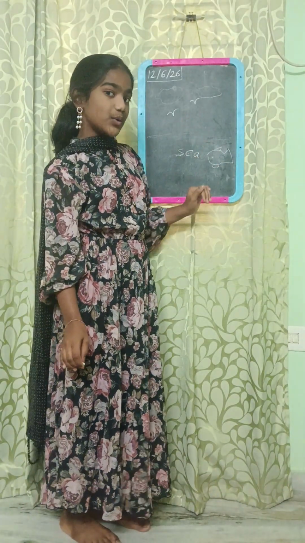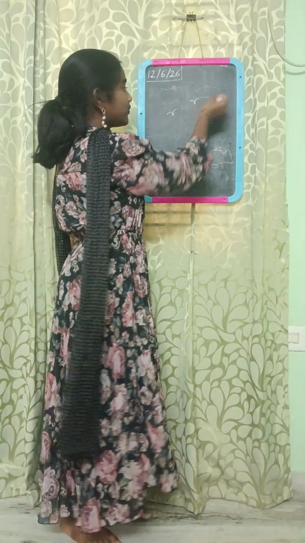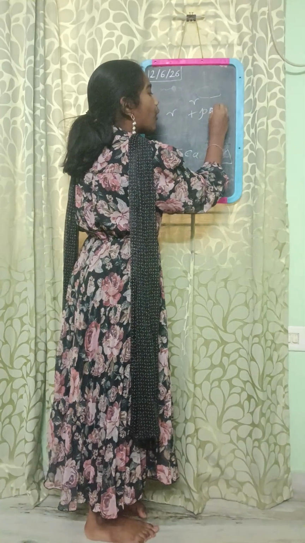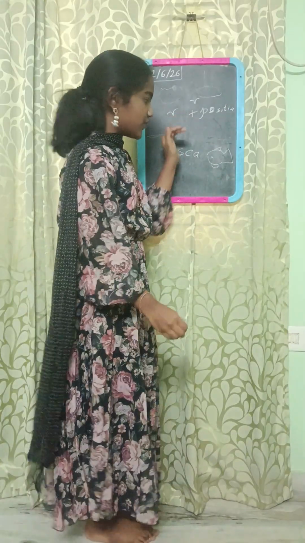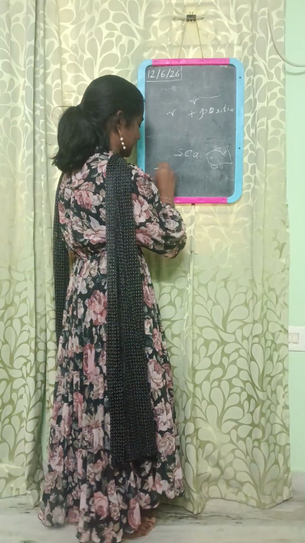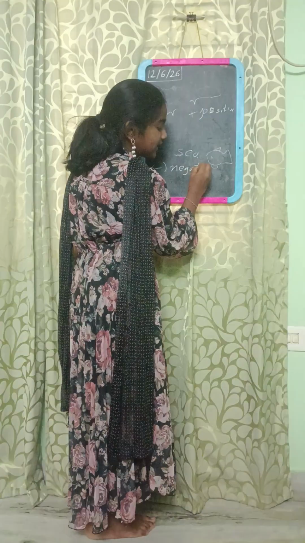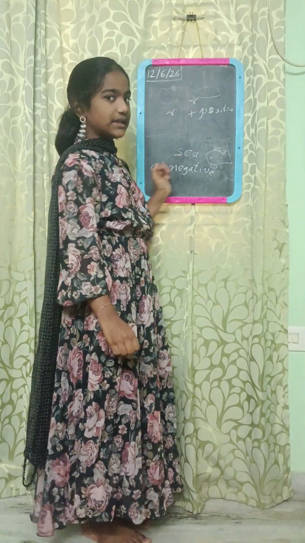So what are the levels? Means which is upper and which is lower. Here the sky is in the upper position, but the sea is in the lower position. So the upper level we will be taking as positive, and the lower level, which is there below, we will be taking as negative. So which is upper is positive, which is lower is negative.